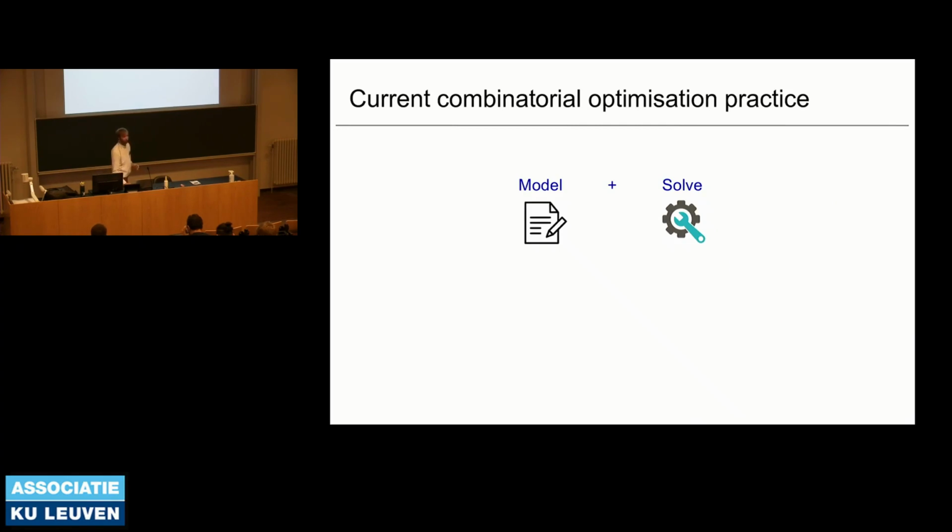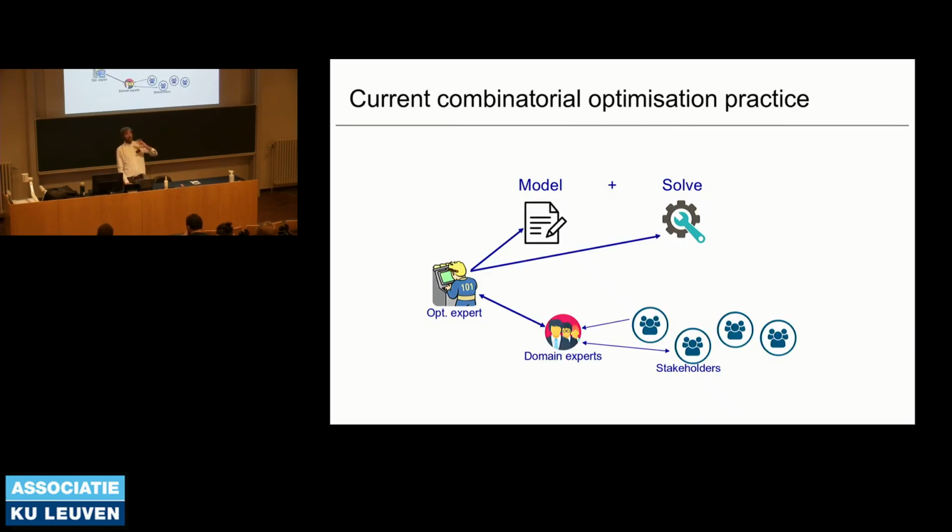So the current combinatorial optimization practice, where does this model come from? This is an important question. If you're just, as a researcher, creating models to solve, then it's just you writing these things. But if we look at more realistic problems, it's important to keep in mind that these models are typically written by an optimization expert, who in turn is in contact with domain experts, who in turn have a bunch of other stakeholders that they are talking to, and that all have expectations towards the solutions that come out.